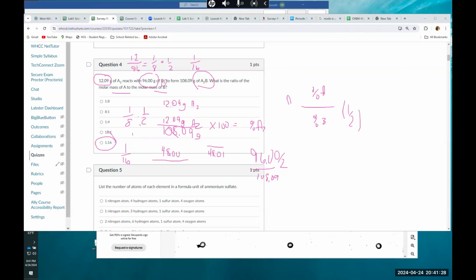With the longer method, right? 96 divided by 2, so like 48 divided by 108.09, and then you multiply it by 100, that gets you 44. What do you do with that if you were to do it that way? Yeah, but you get this number, and you get this number down here. But you have to remember, with your number down here, your 96, you're also multiplying it by 100.